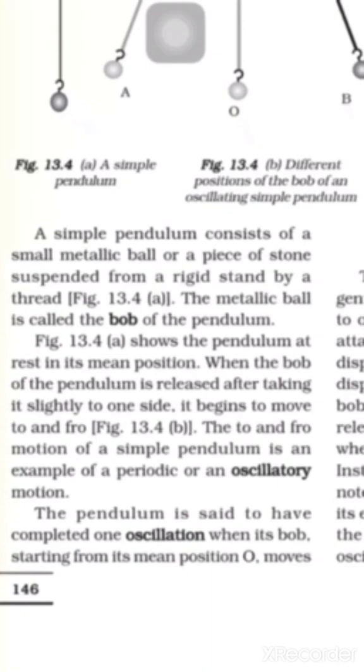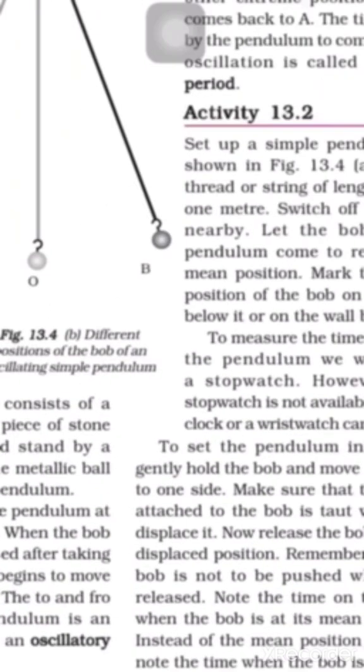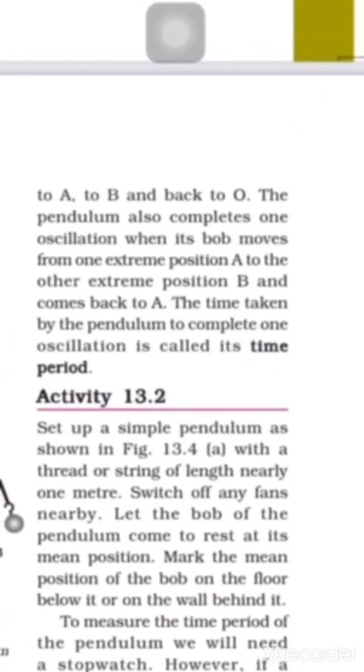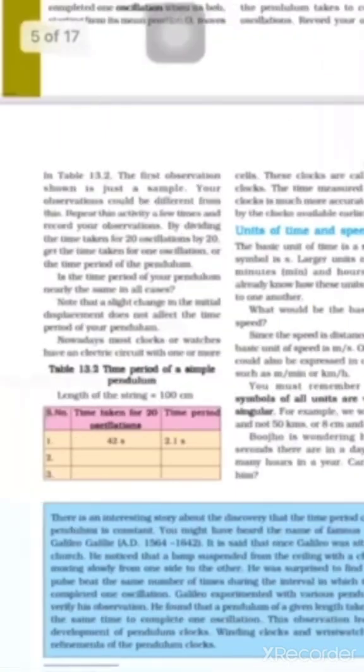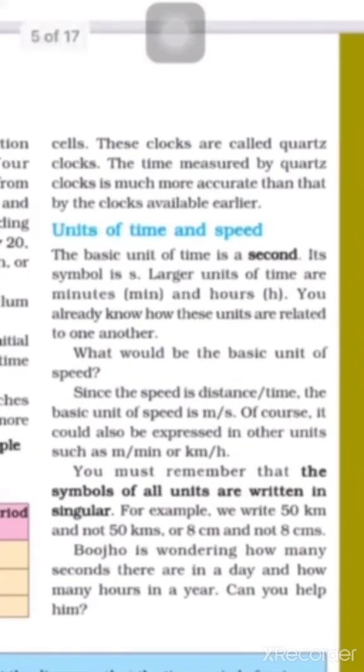A simple pendulum consists of a small metallic ball or a piece of stone suspended from a rigid stand by a thread. The metallic ball is called the bob of the pendulum, which is shown in the figure. The pendulum is at rest in a mean position. When the bob of the pendulum is released after taking it slightly to one side, it begins to move to and fro. The to and fro motion of a simple pendulum is an example of periodic or oscillatory motion.